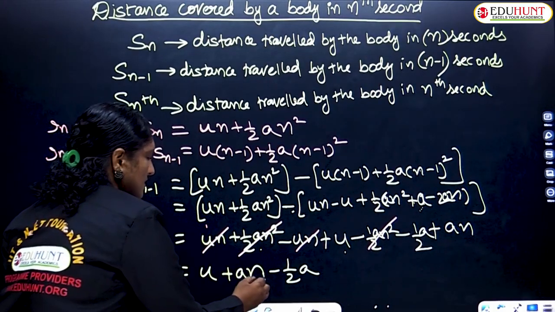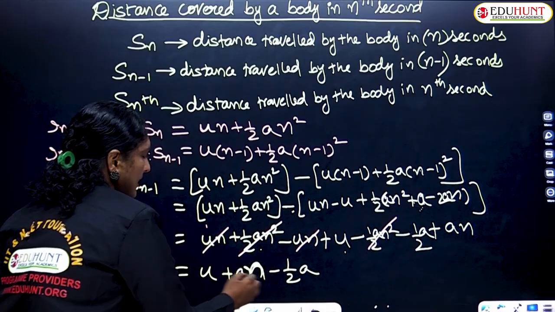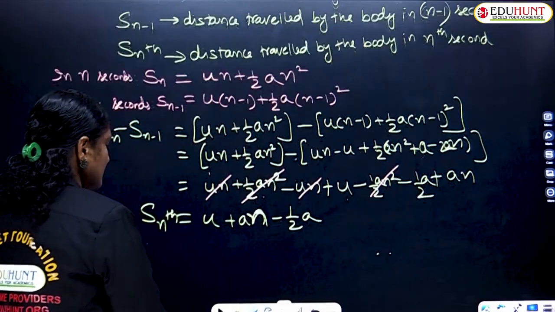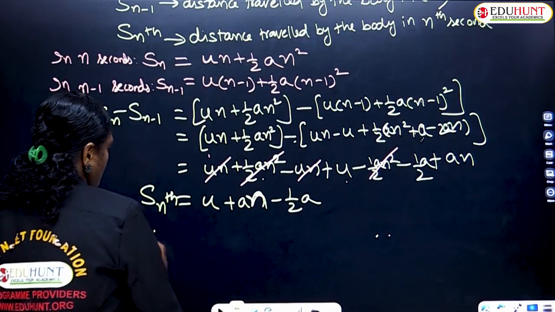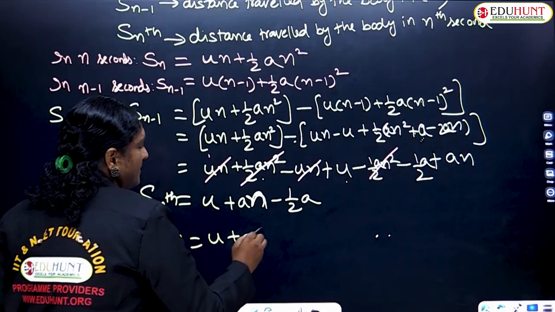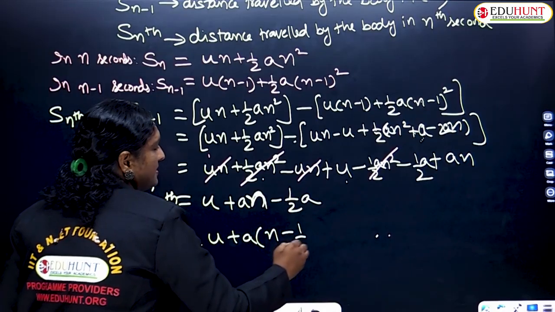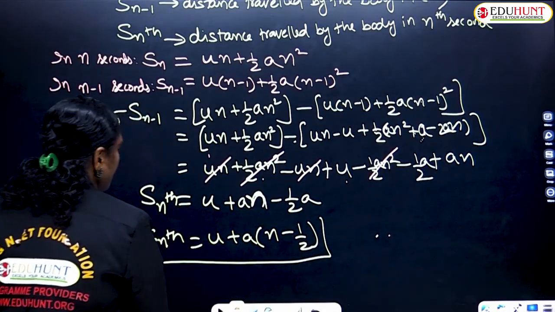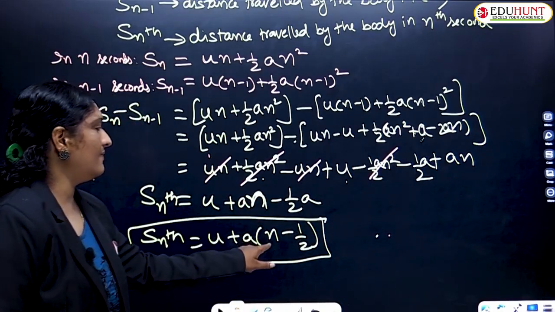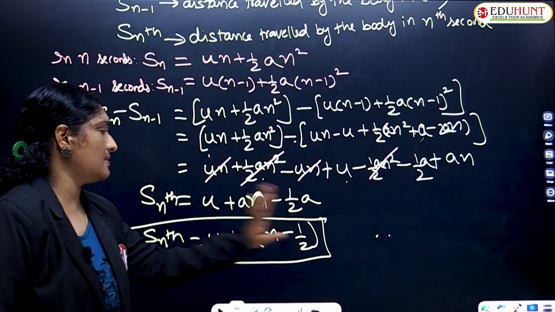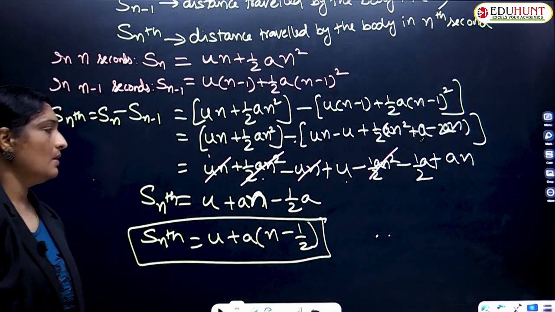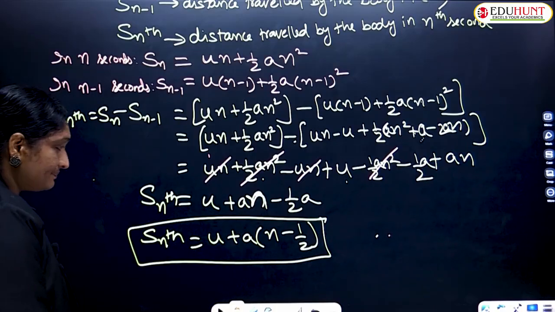If you observe these two, what is common here? a n is here, half a is there. So a is common. So let us try to take out a as common. Then you are left with n minus half. What are you left with? u plus a is taken common. Here you have left n minus half. So Snth is equal to u plus a into n minus half.